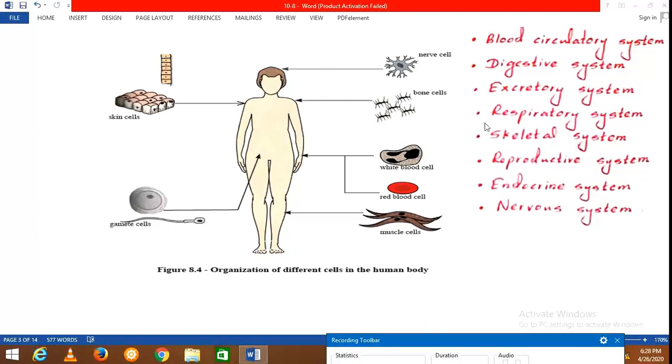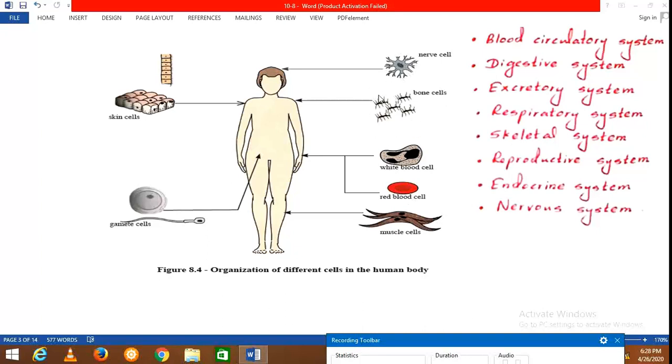So if we consider the organs present in those, the blood circulatory system consists of the heart, and blood vessels are there, and there are several tissues. The heart consists of cardiac muscles, and in the blood tissue there are blood cells, white blood cells, red blood cells. And if we take the nervous system, the basic unit in the nervous system is the nerve cell, or what we call the neuron.